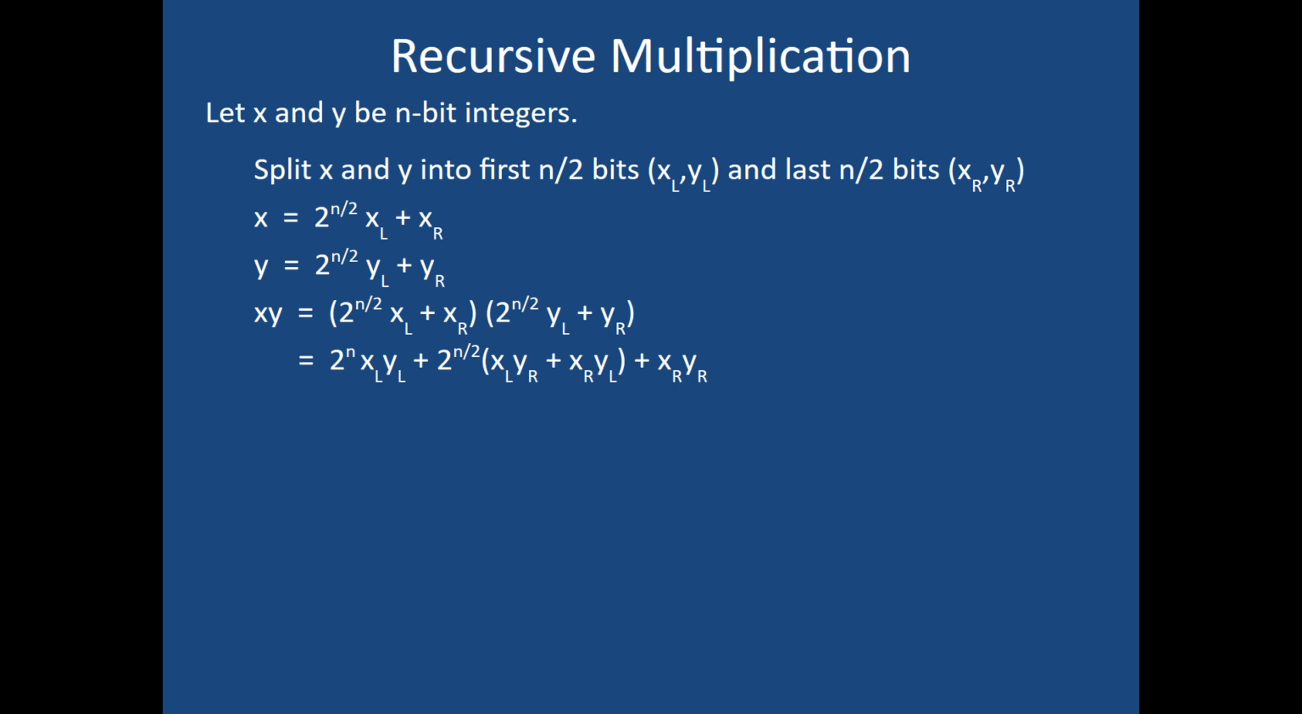There's some other stuff though. In addition to those 4 multiplications, we have to do this addition. We also have to do this, which looks nasty: 2 to the n over 2 times that sum. But really, this is pretty simple. How would you do this? 2 to the n over 2 times that sum.